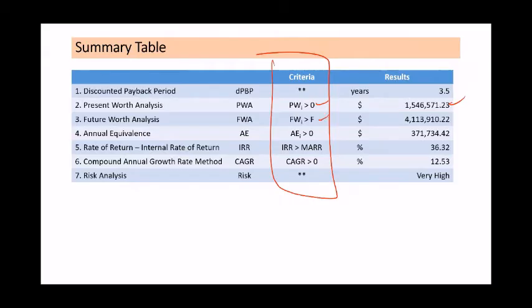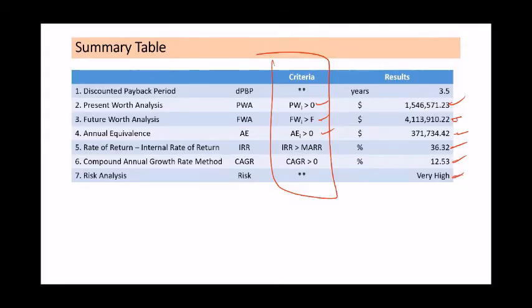Well, it is greater than 0. That is acceptable. For the future worth, remember we analyzed it in CAGR. So the future worth should be greater than the expected F. Well, here it is not that good because the future worth is less than the expected F. Annual equivalence should be greater than 0. Well, that is good. And we have IRR should be greater than MARR. We have 36%. MARR is 15%, so that is good. CAGR here should be greater than 0. Actually, this one should be greater than MARR. But of course, it is greater than 0. That is acceptable. And risk, it is very high.